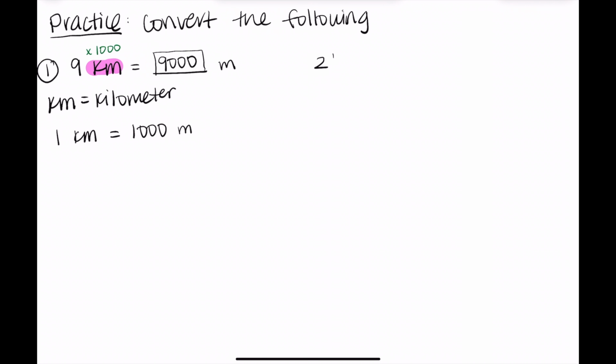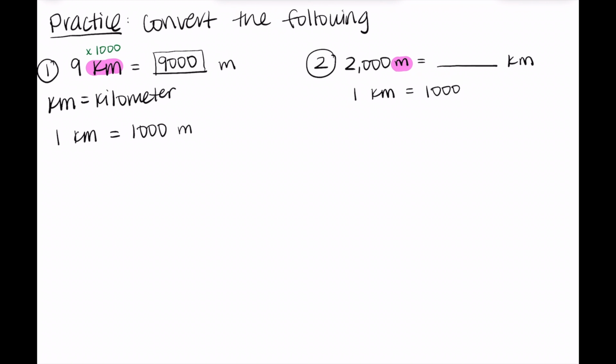Now we'll move on to our second practice problem for today. Number 2 says 2,000 meters is blank kilometers. So here, kind of the opposite of what we just did. Instead of going from kilometers to meters, we'll be going from meters to kilometers. And that same unit conversion applies here. So we know that 1 kilometer is 1,000 meters, but here, since we're given meters, we have to divide by 1,000. And when we do 2,000 divided by 1,000, we end up getting 2 as our answer. So number 2 would be 2 kilometers.